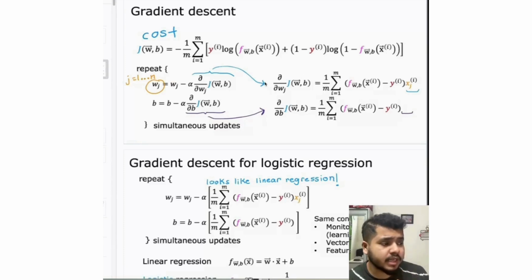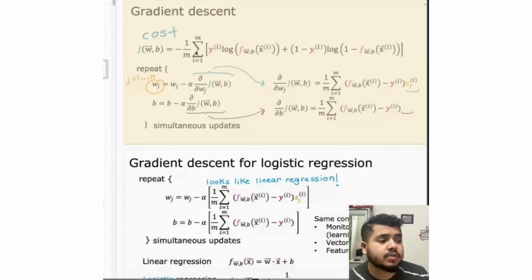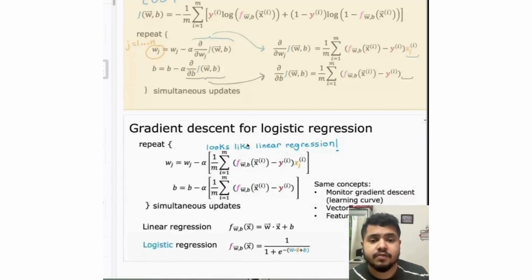If you see the equation itself, it is still the same as our linear regression. The only difference is that the cost function itself is different, and the concepts are exactly the same as in linear regression: we can still monitor the gradient descent, the way we have been doing in a linear regression model. So we subtract the value of the gradient multiplied by the learning rate until we reach the minimum cost value, and we can still do the vectorized implementation.